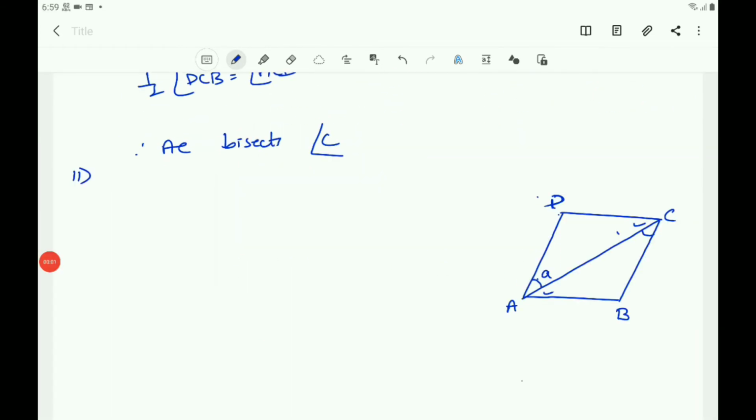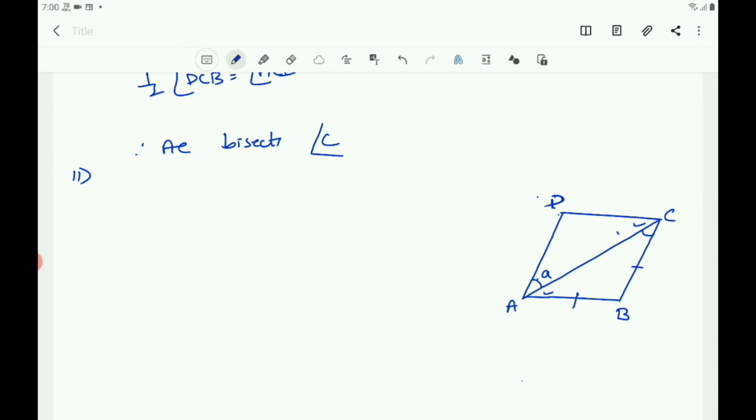Next we have to prove that ABCD is a rhombus. You know that in a rhombus all four sides are equal. It is given that ABCD is a parallelogram. In a parallelogram opposite sides are equal, but here we have to prove that adjacent sides are also equal. If you prove AB equals BC, then all four sides become equal.